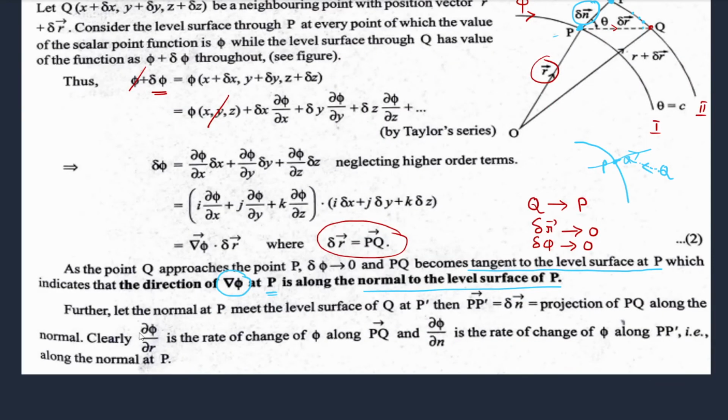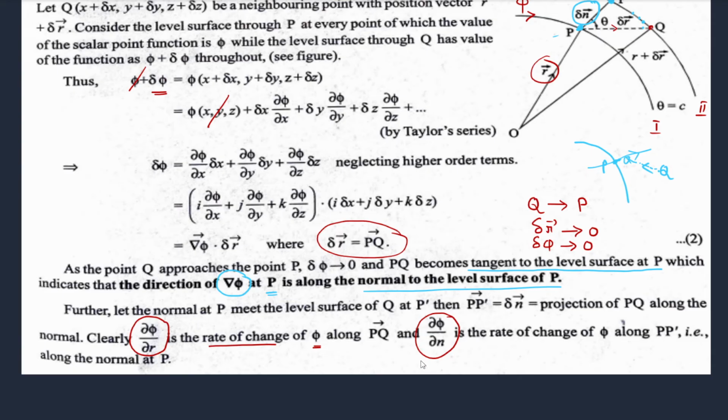Now, when you write del phi by del r, what does it mean? It's the rate of change. Rate of change of what? Phi with respect to what? r, delta r. So r is along which direction? PQ direction. So that's why we write that del phi by del r is the rate of change along PQ bar. But if we write del phi by del n, again it is the rate of change of phi, but now n is there, no? So along which direction? Along PP dash direction.